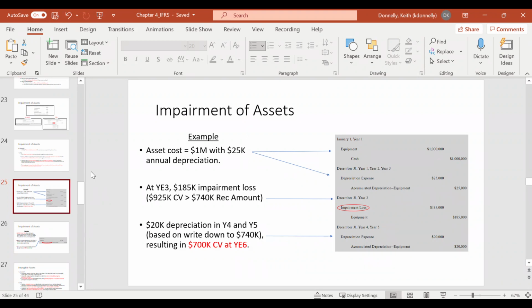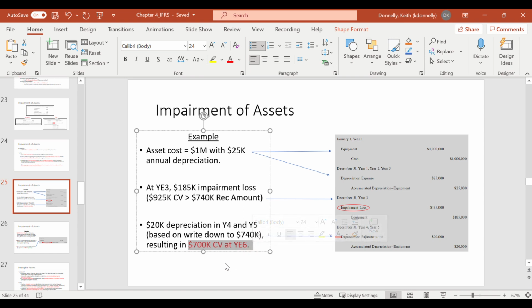So let's say here we have an asset that costs $1 million, and there was $25K in annual depreciation. You can see how we buy it, then we depreciate it. It says at the end of year 3, we have a $185,000 impairment loss. So in this case, our $925 carrying value is going to exceed our recoverable amount. Okay, we hit the impairment loss, $185,000. Next, here we are in year 4 and year 5. We're going to take $20K of depreciation each year on the item. So $20K, $20K. We're going to shrink this down from $740 to $700, right? So here we are at the end of year 6 at a $700,000 carrying value, right?